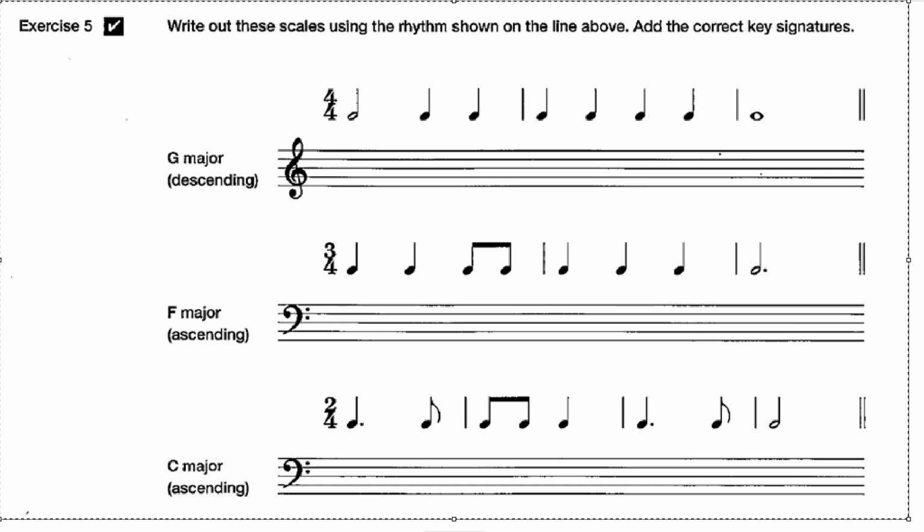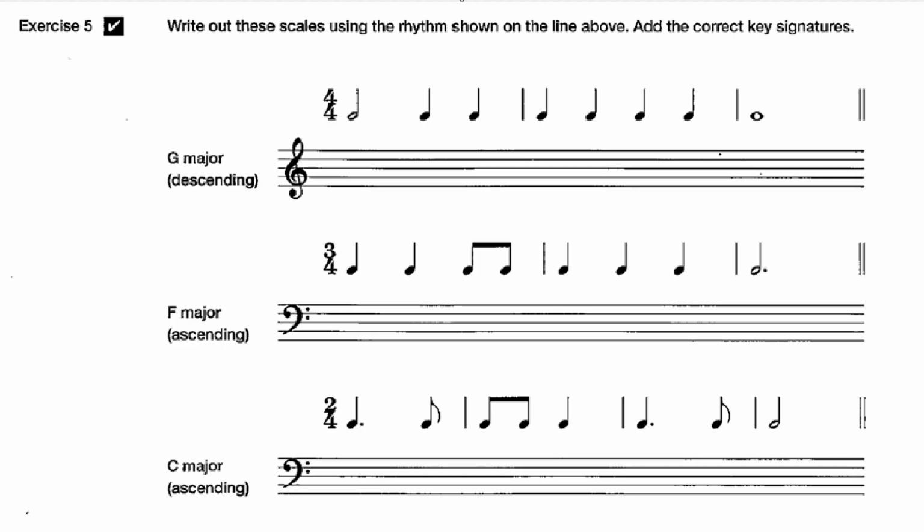Writing out some scales with a given rhythm. It says use the correct key signatures, not accidentals, just key signatures. So let's do that. G major has F sharp. So let's draw that on the top line. 4, 4, time signature goes after key signature.